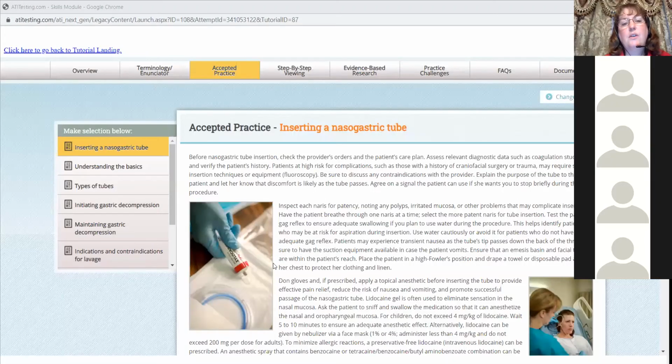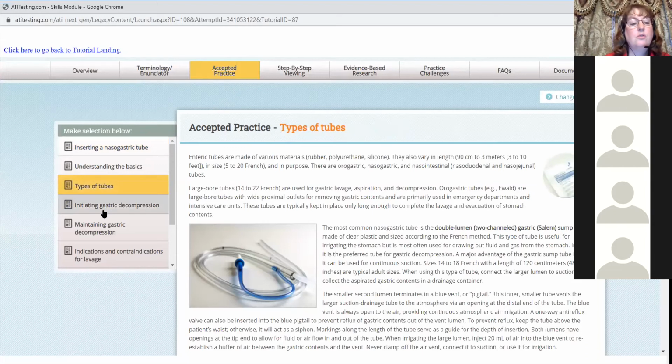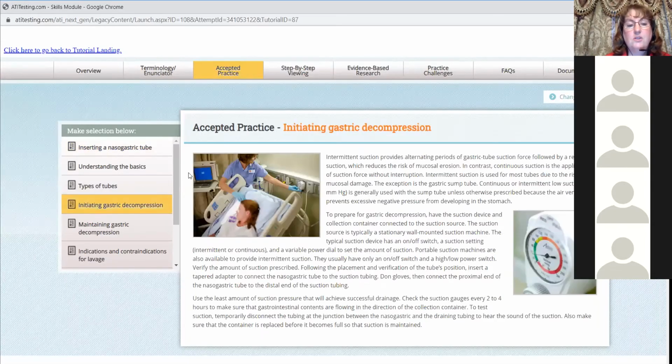Okay, so inside the module, there is this thing called accepted practice. And I get that these modules are long and maybe you don't want to mess with them, but in accepted practice, all this is stuff to read, so you can go in here and look at specific things about NG tubes just to remind yourself. Like this has how you insert it, some basics about it, the different types of tubes. It talks about all of these things. There's a ton of stuff in here. So that would be really helpful, I think, if you have forgotten anything about that. So just an option if you wanted to do something like that to help as you're studying.